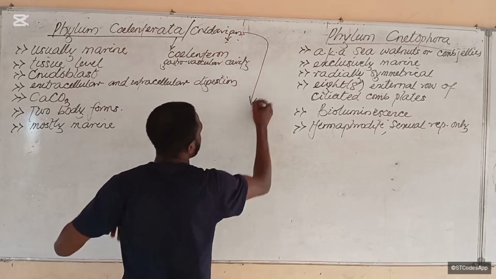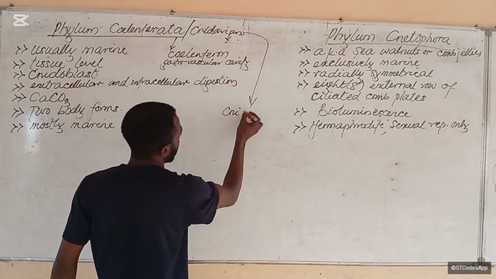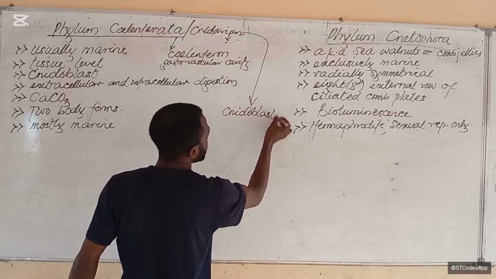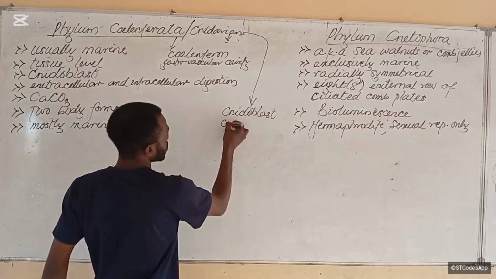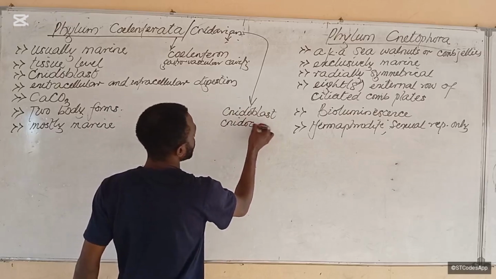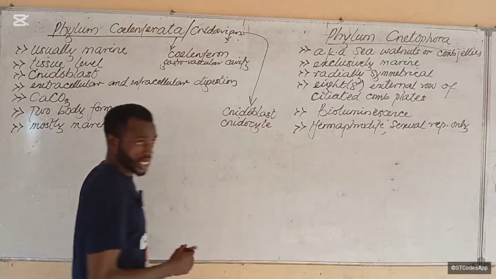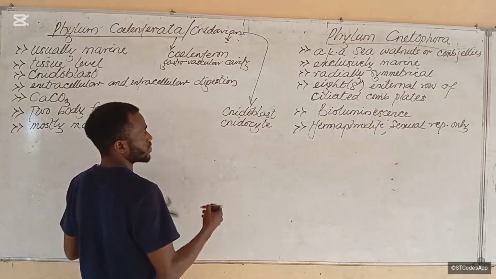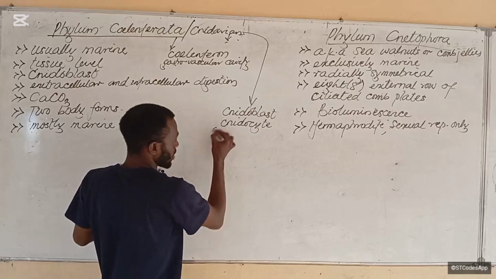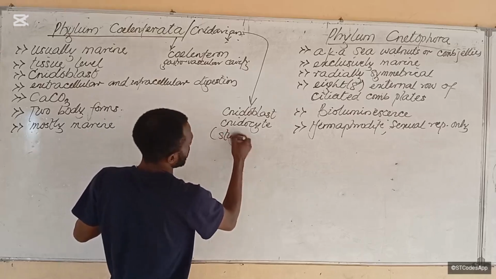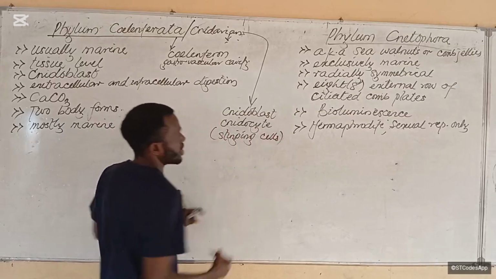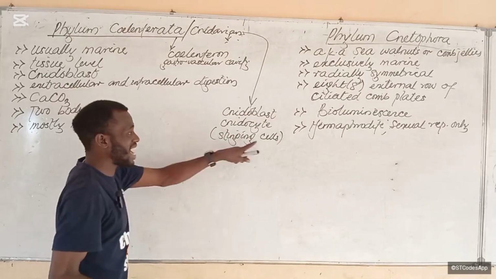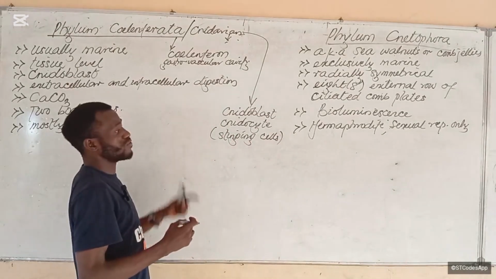They possess what is called cnidoblasts. Okay, cnidoblast is the immature form of that cell because the cell will now mature to become cnidocyte. Another name for the cnidoblast or cnidocyte: they are basically stinging cells. They are primarily used for capturing their prey and they are attached to the tentacles of the organism.